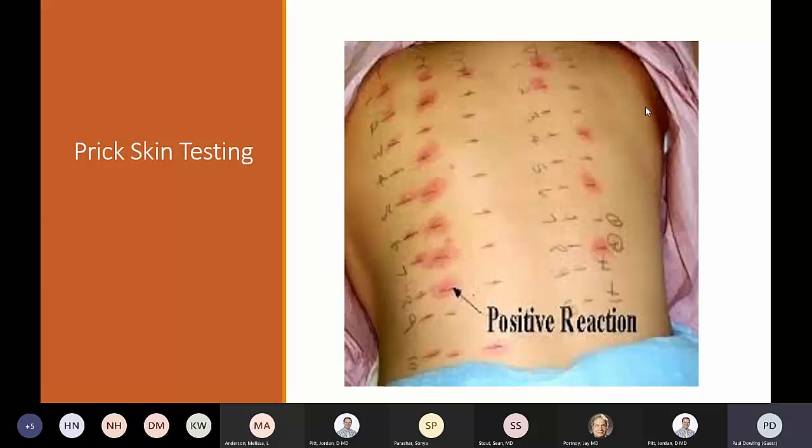So this is an example of someone who's had a number of skin tests put on their back with skin testing. As you can see, there's the wheals and flares that you can obviously see there.